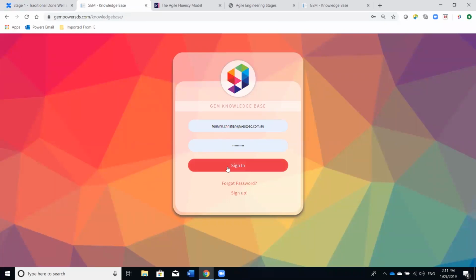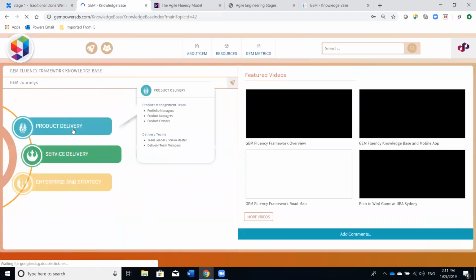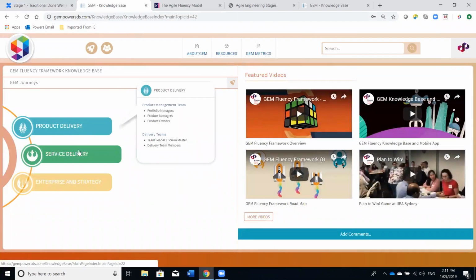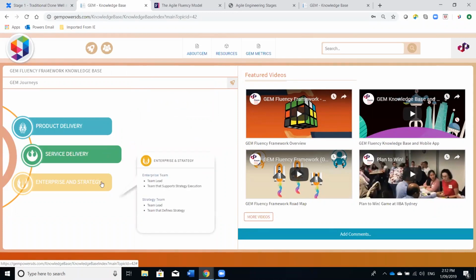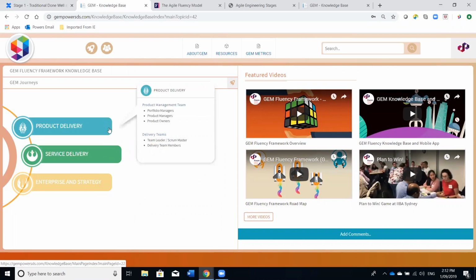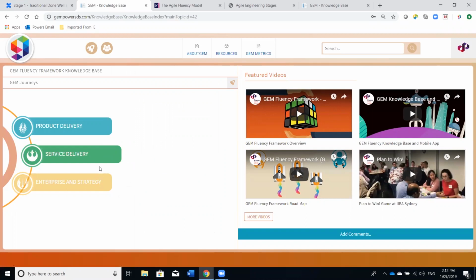So we'll just log into the knowledge base. And we'll pick product delivery. There are three types of mastery: product delivery mastery, service delivery mastery, and enterprise and strategy mastery. These all work together to help an organization transform into being agile. And when I say agile, I mean well-coordinated and nimble, not necessarily Scrum or SAFe or any of the agile frameworks.